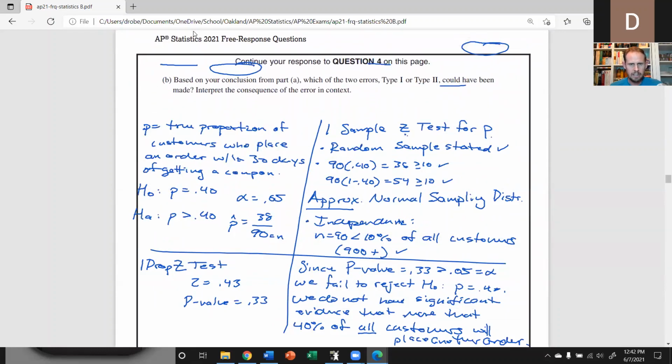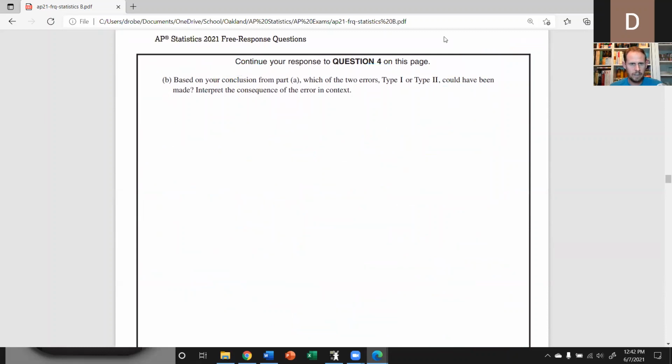Oh, and there's a part B. Let's see what they're going to ask. Based on the conclusion from part A, which of the 2 error types, type 1 or type 2, could have been made? Interpret the consequences of the error in context. So type 1, let's see if I can remember which is which. Type 1, the H naught was true, and the error was rejecting the H naught. Now, we didn't reject the H naught, did we? So it's not a type 1. It's got to be type 2.